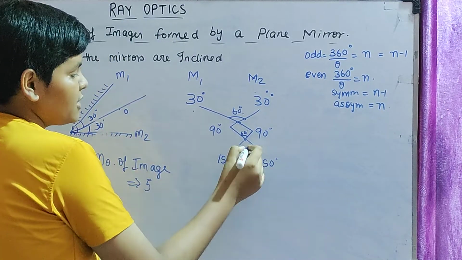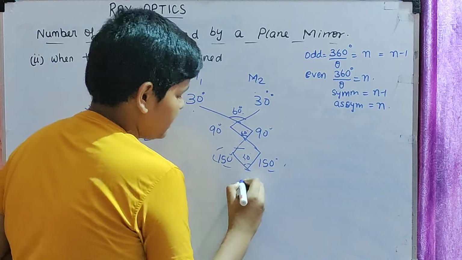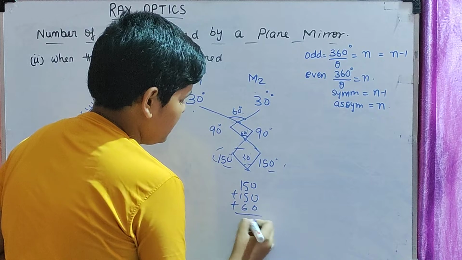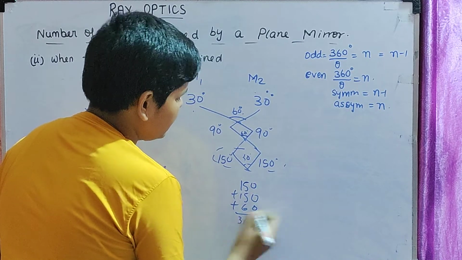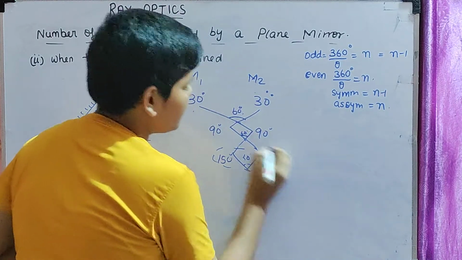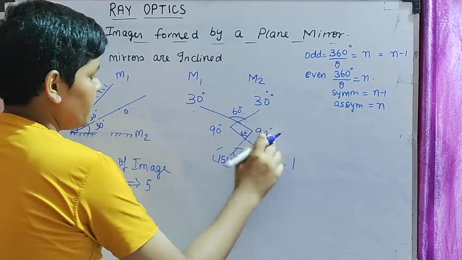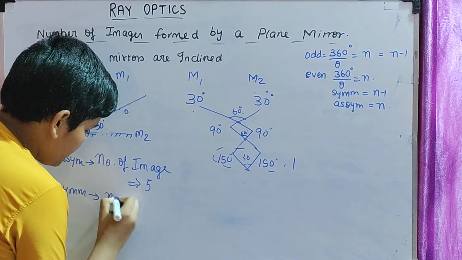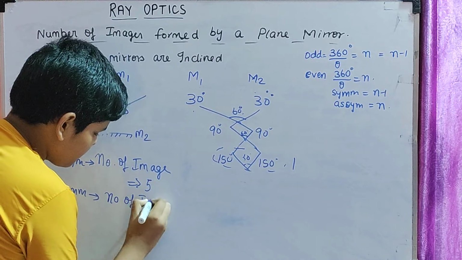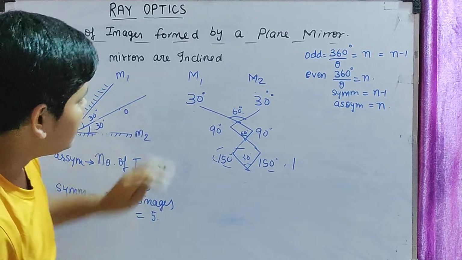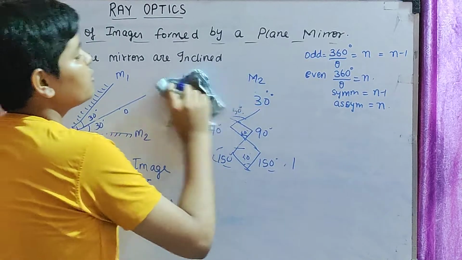Now check this case whether it is giving you a total of 360. 150 plus 150 plus 60 is 360. We are getting 360, so we should not take 2, we should take only 1. Number of images 1, 2, 3, 4, 5. So number of images is equals to 5. Now this was the actual method how to solve it.